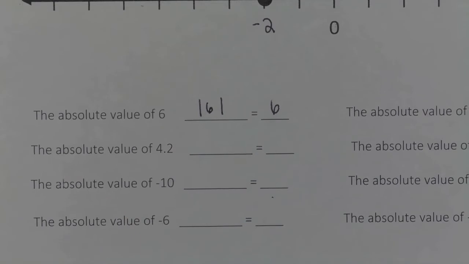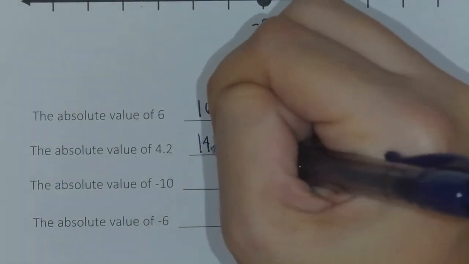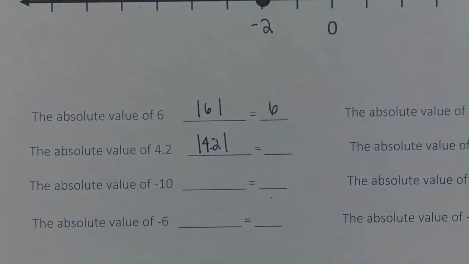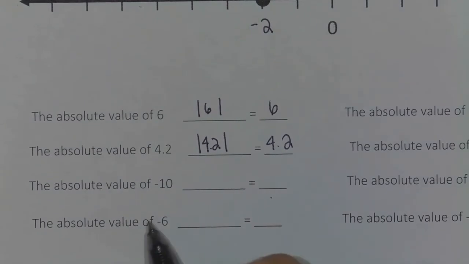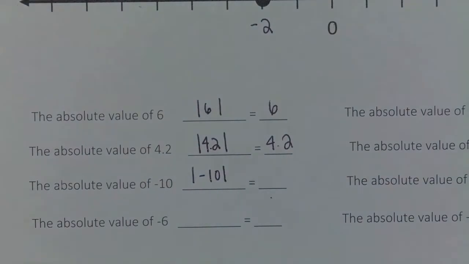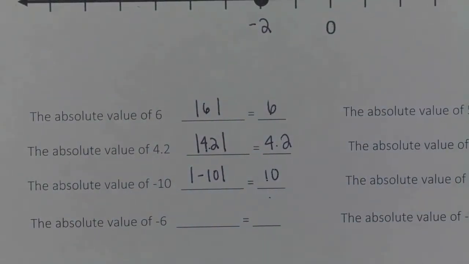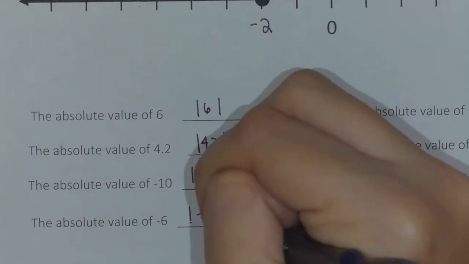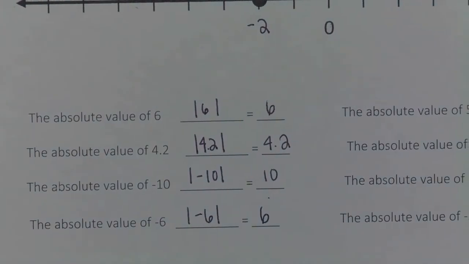Okay, so our first one says the absolute value of 4 2/10. So I'm going to use my symbol, 4 2/10 in the center, and the absolute value is always, always, always positive. So the absolute value would just be 4 2/10. The absolute value of -10 would look like this. So -10, the absolute value is always going to be positive, and -10 is 10 spaces away from 0. The absolute value of -6 would be written like this. And the absolute value of -6 is just 6.